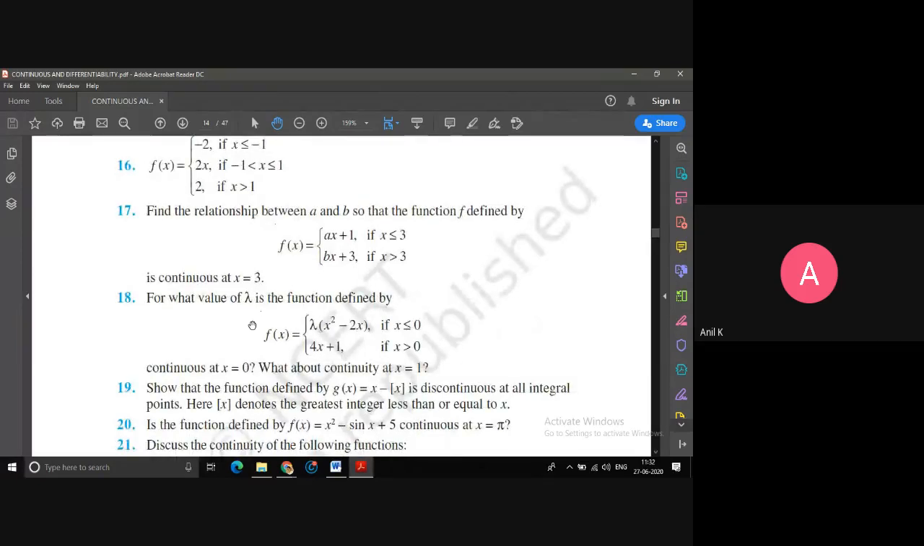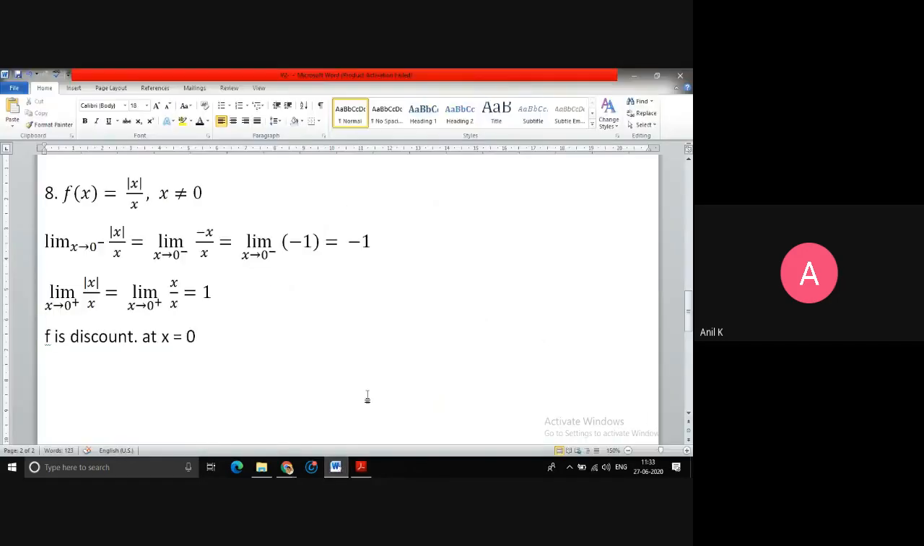17th I'll explain to you now. Find the relation between a and b so that the function f defined by f of x equals ax plus 1 when x is less than or equal to 3, and bx plus 3 if x is greater than 3. So let me copy this question number 17.